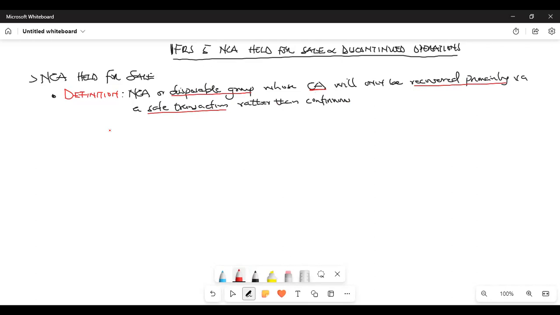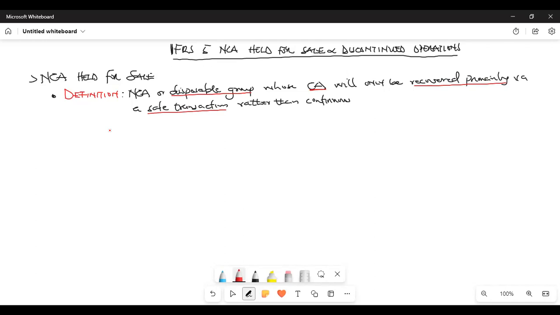When we talk about disposable groups, we are talking about groups of assets, and if possible, liabilities, that the entity has set aside with the intention of selling them in one single transaction. So all the things you have in your entity that you group together just to dispose of them, just to sell them. That is what we call NCA held for sale. So the carrying amount of those assets is recovered via the selling of them.